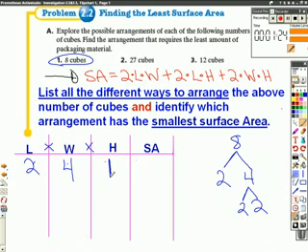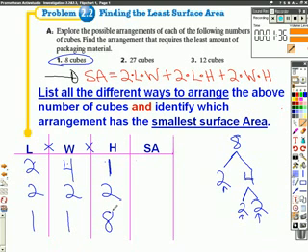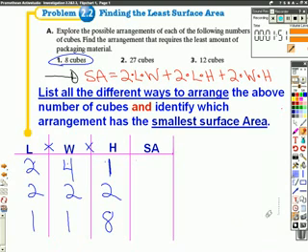And I can see by the factors, I can do 2, 2, 2. That will give us 8. And the last one is 1, 1, and then the number 8. That gives us all 3 different combinations of how we can arrange 8 cubes to make rectangular boxes. Now the next part of this is that it asks us to find the surface area.